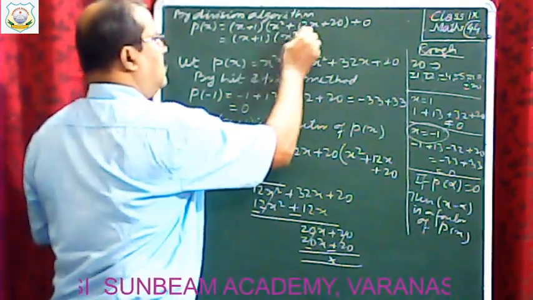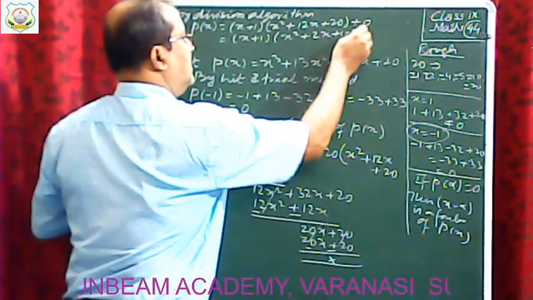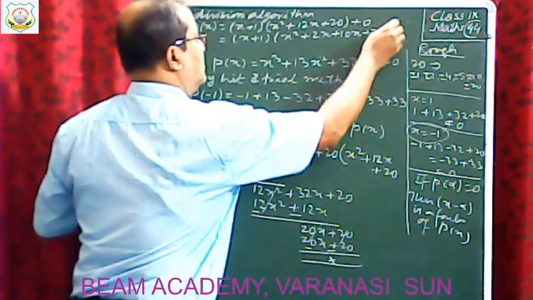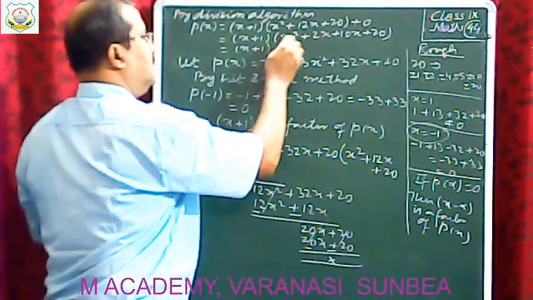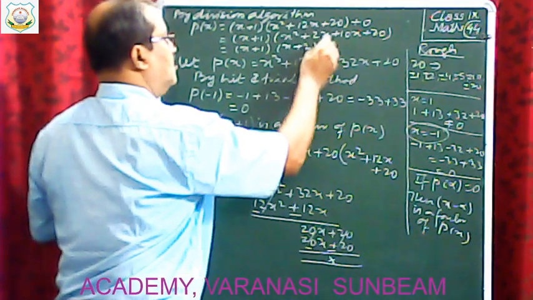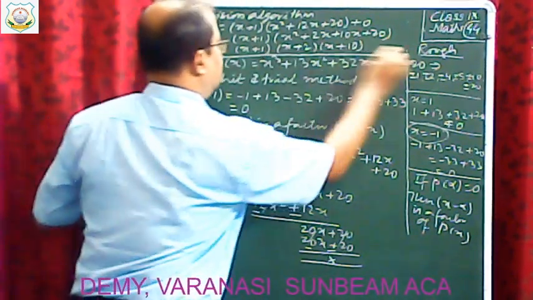What? X square plus 2x plus 10x plus 20. So finally what we get? X plus 1, x plus 2, x plus 10. That is your answer.